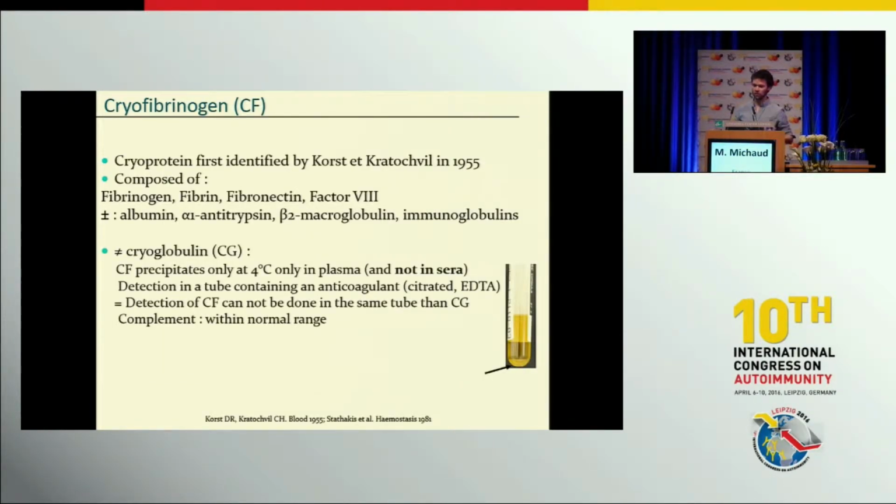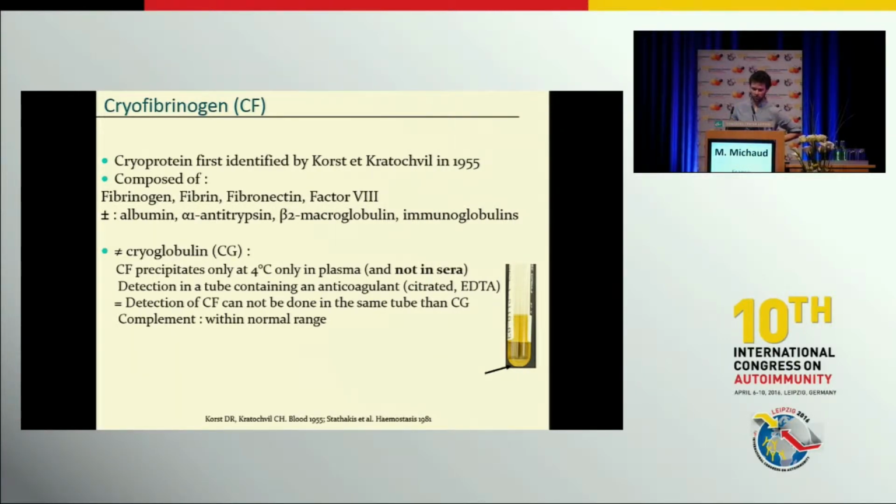Cryofibrinogen was first identified in 1955. It is always composed of fibrinogen, fibrin, fibronectin, and factor VIII. It can also contain albumin, alpha-1 antitrypsin, beta-2 macroglobulin, and immunoglobulins. The difference between cryofibrinogen and cryoglobulin is that cryofibrinogen precipitates only in plasma and not in sera.